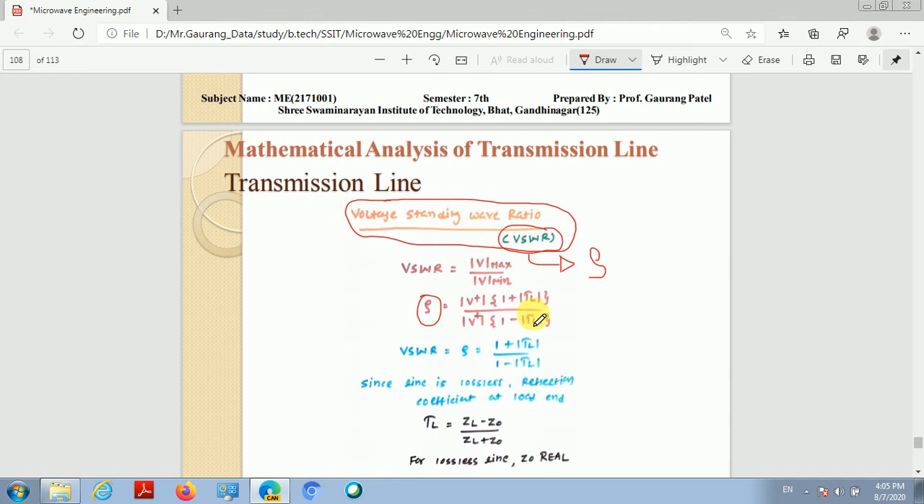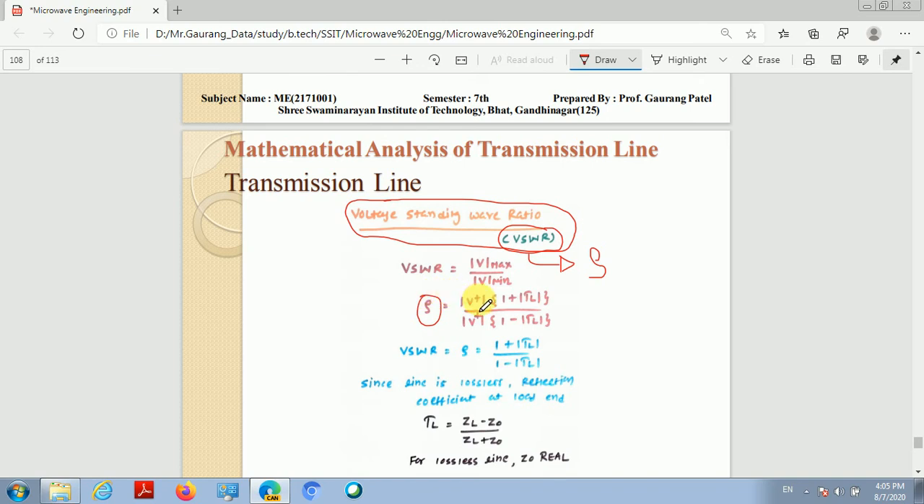Now what is the value of the maximum voltage? That is V plus times 1 plus mod gamma L. And what is the minimum voltage? That is V plus times 1 minus mod gamma L. Actually the voltage expression is V plus e to the power j beta l times 1 plus mod gamma L e to the power j phi L minus 2 beta l. But if the phase is an even multiple of pi, then the maximum voltage is given as V plus times 1 plus mod gamma L, and the minimum voltage is given as V plus times 1 minus mod gamma L.